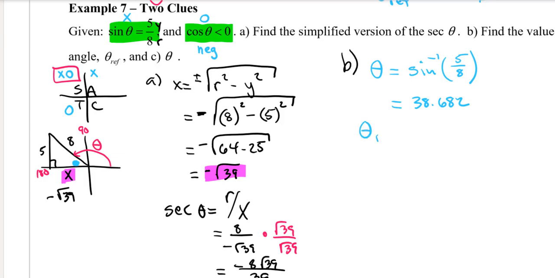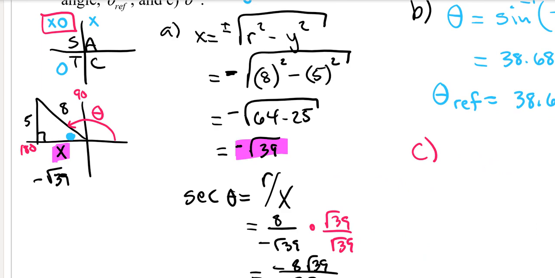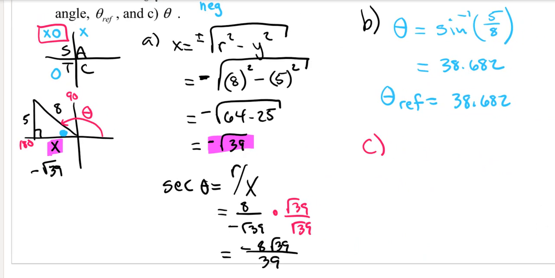So my reference angle, which we'll denote using that little REF, is going to be 38.682 degrees. All right, so that's my reference angle. Now to find the actual angle, however much theta is, for part C, I know if we continue this all the way around, I would get to 180 degrees to get to the closest x-axis. So I want to start with that 180, so my angle theta is going to be 180 degrees minus my reference angle.